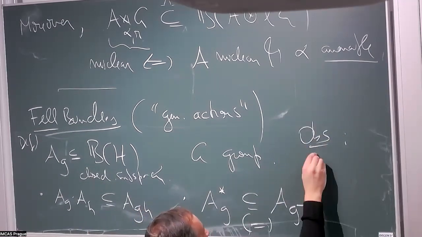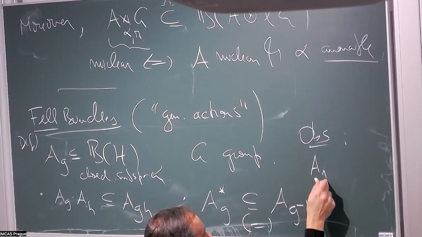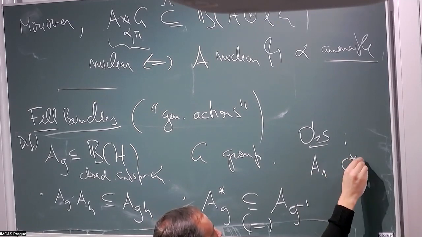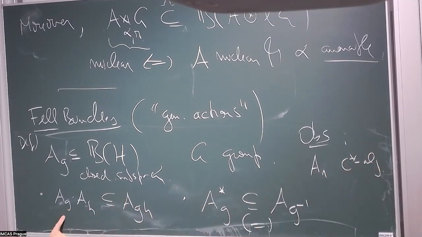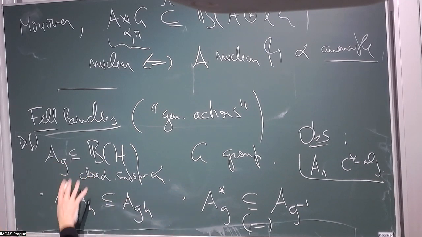The observation here is that the unit fiber, if I take the unit of the group, is a C-star algebra when I have this, because A1 times A1 is in A1, A1 star is in A1. So this at least is a C-star algebra. And you should view a Fell bundle as an action, a generalized action on this C-star algebra. Okay, and these other gradings here, the subspaces, they are bimodules. So they are certain types of generalized automorphisms.